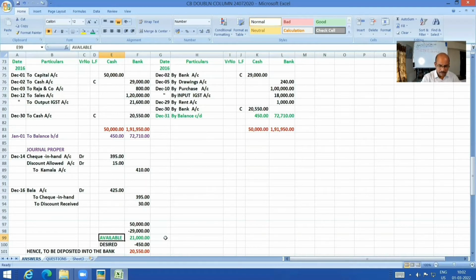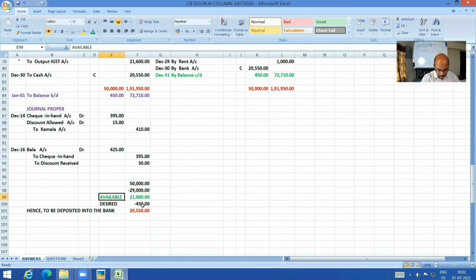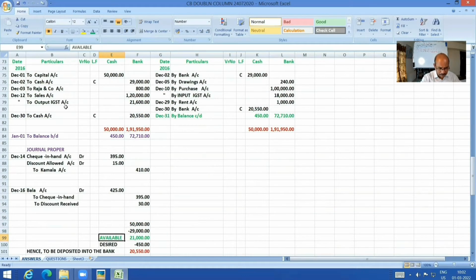Cash box now. The cashier has been advised, Baba, you keep only 450. Obviously, he has to put the rest in the bank balance. So leaving that 450, he dumps 20,550 in the bank. The desired balance will be taken care of. So there is a contra entry for 20,550. Bank to cash, cash by bank.